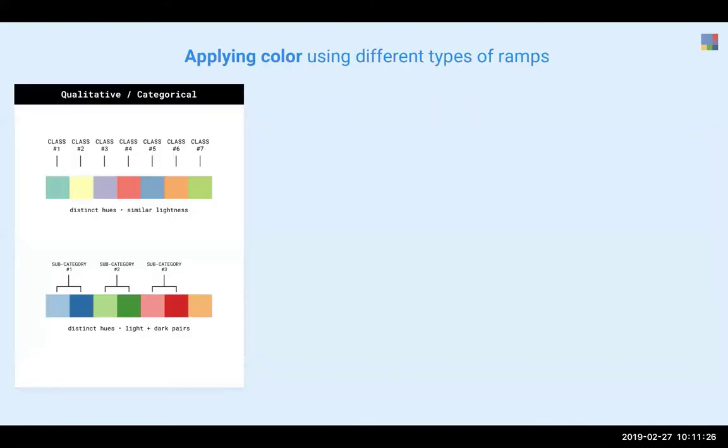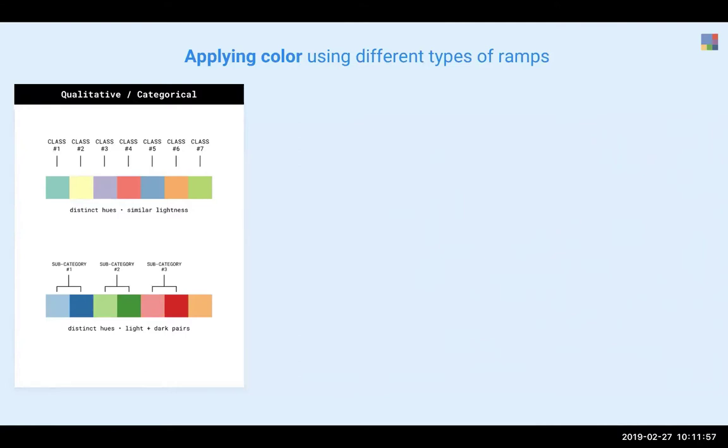Okay, so now we'll cover how to apply color to different types of ramps. First, let's talk about effective use of color ramps for qualitative or categorical data. So these ramps make use of variations in hue for discrete, unordered classes of nominal data. For example, race or ethnicity or land uses. Generally, there is similar lightness between the colors in your ramp, but if a particular class needs to be emphasized, it is possible to use a darker or more saturated color to highlight it.